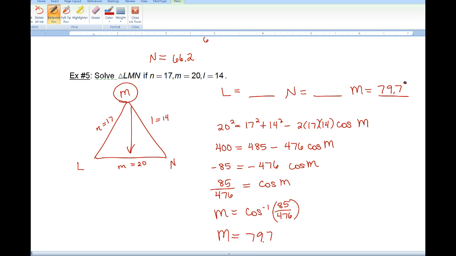79.7. Okay, and from here, since we're out of time, we're okay to finish with law of sines? Yeah. So it would be sine of 79.7 over 20.